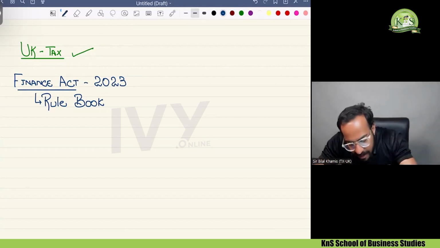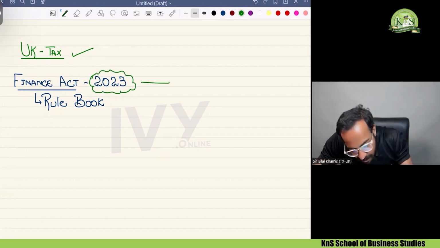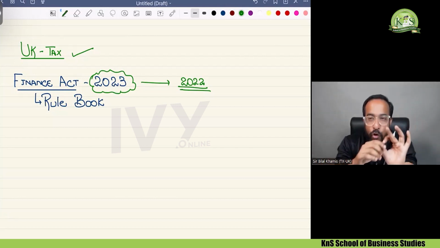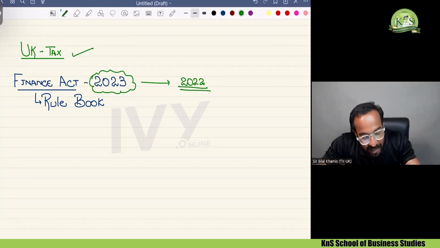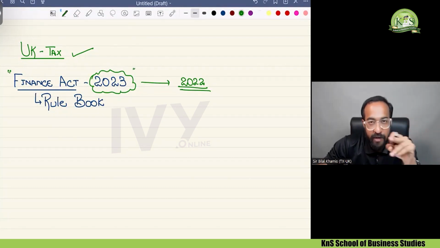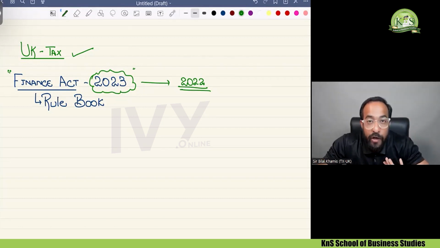Now, this date is very important. You know why? Previously it was Finance Act 2022. That book had very different rules as compared to the current tax year's Finance Act 2023. So make sure you use the book in which Finance Act 2023 is written. If you are using a book in which Finance Act 2022 or FA 2022 is written, it is an outdated book. You don't need to use this. You need to use the upgraded book, right?